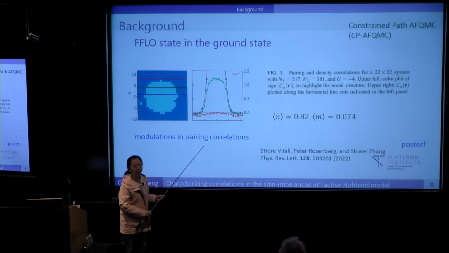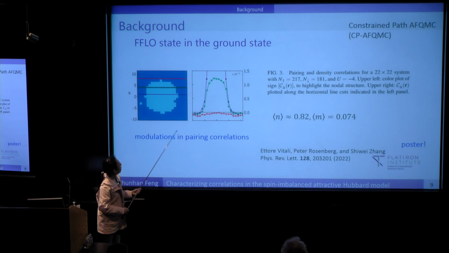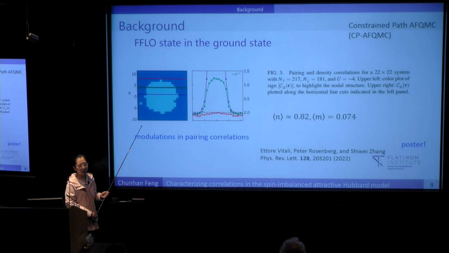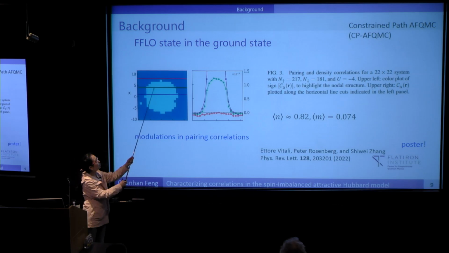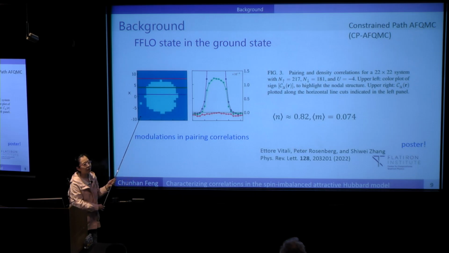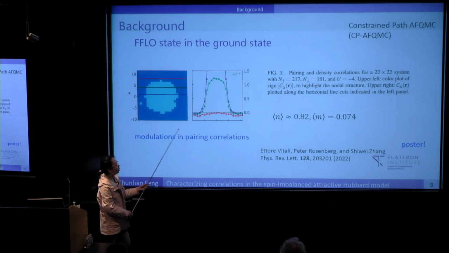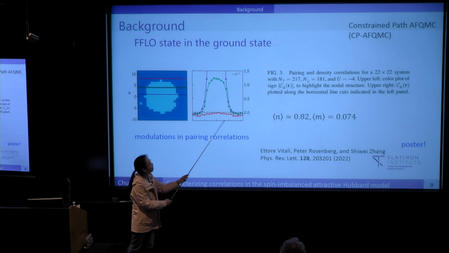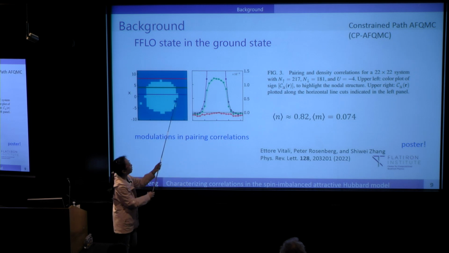In the literature, there is also a recent paper studying the ground state of the FFLO state using the CPQMC method. On this slide, it is the pairing correlations in real space. The light blue colors represent positive correlations, and the dark blue colors represent negative correlations. We can see there are modulations in the pairing correlations. The right panel shows the pairing correlations along the three line cuts, and we can also clearly see some negative values along the edges of this lattice.